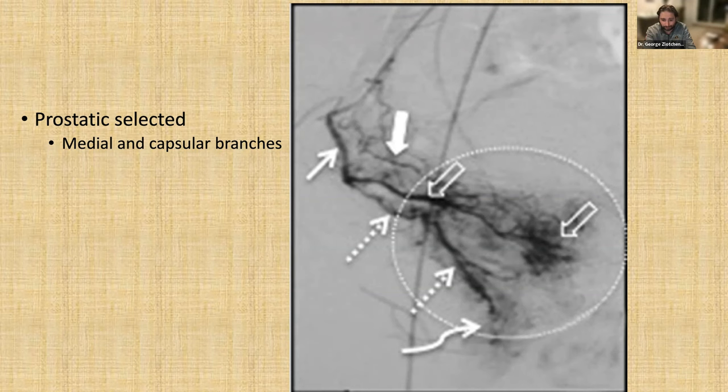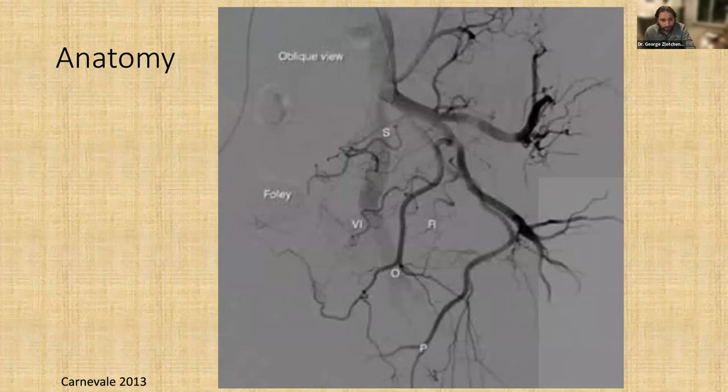I don't really distinguish. It's difficult to get into each one of them and do them separately. But in the perfected technique, I'll usually embolize from the first arrow, the thin arrow, and then advance my catheter to the open arrow that shows the medial branches rather than the capsular branches, that thick white arrow. So here's the anatomy. Sorry, it's a little blurry.